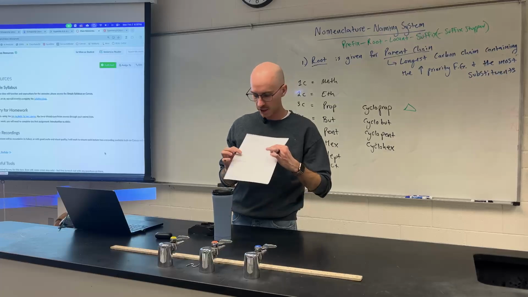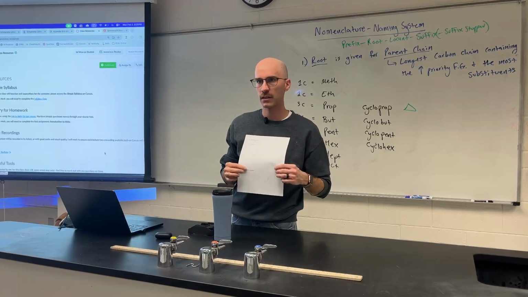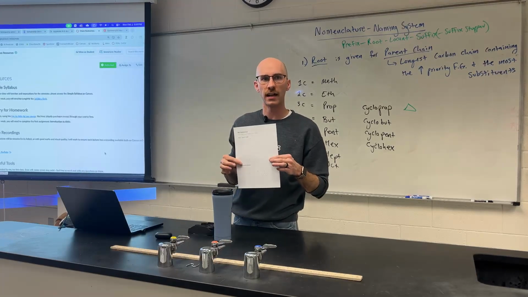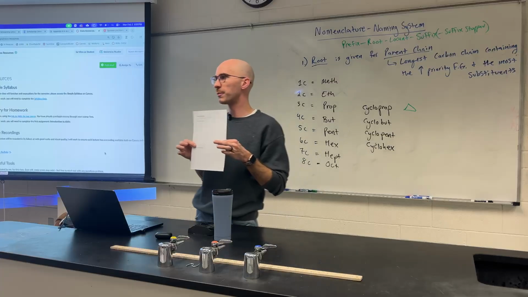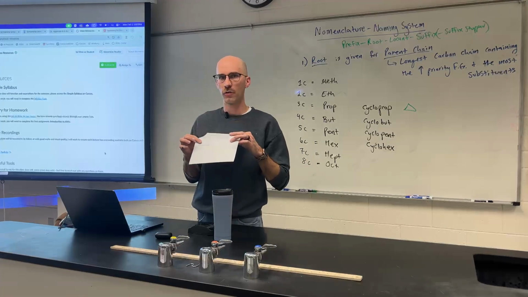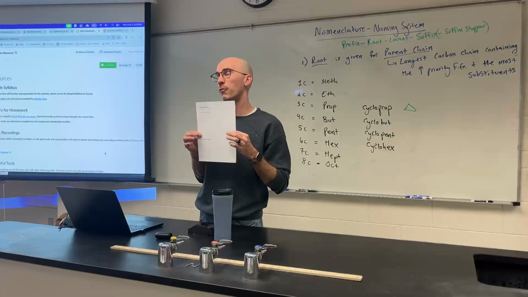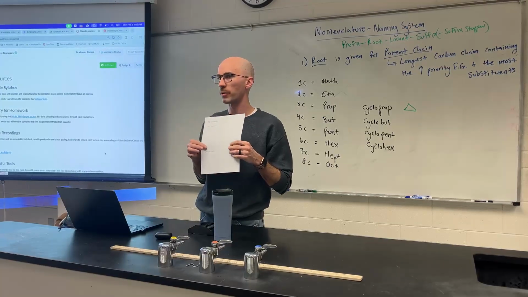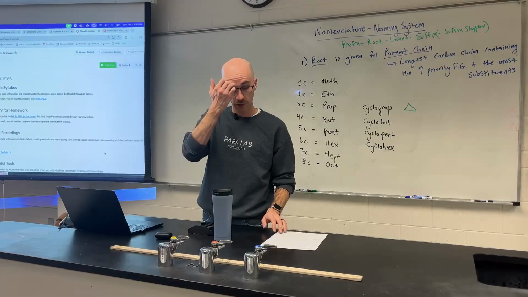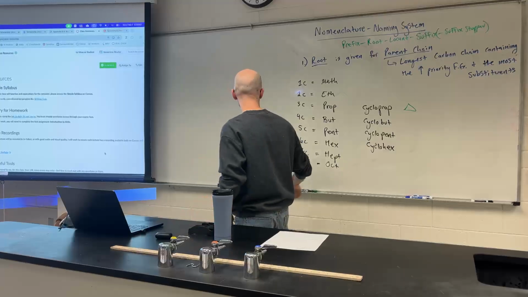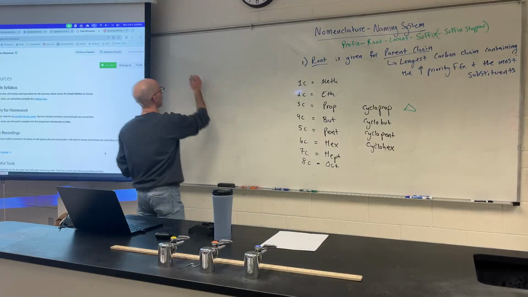You have this string of molecules along the bottom. I want you to decide what root should be given for the longest continuous parent chain, the longest continuous carbon chain. Go through them, talk with your neighbors, decide what root should be given in each case.